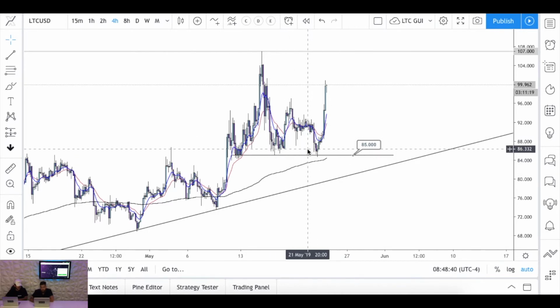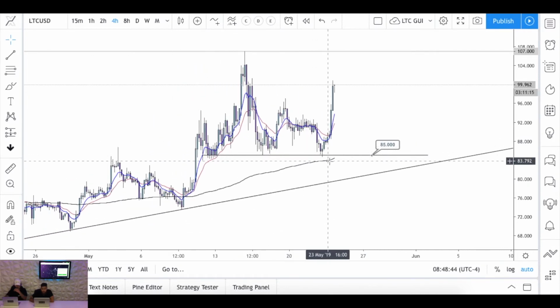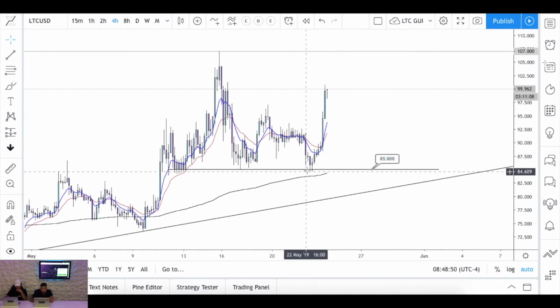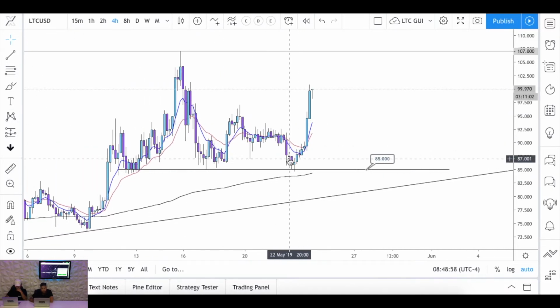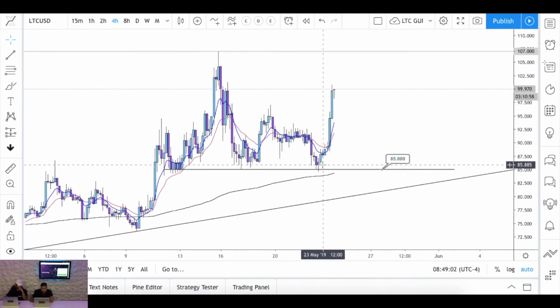And this week as well, we had this beautiful entry on Litecoin. Okay, for the people in the group, I had mentioned the $85 level of support, and the trade looked like this. Even on the 4-hour time frame, you could get a good entry over here on this pair.